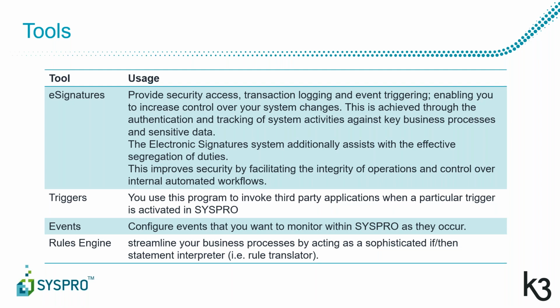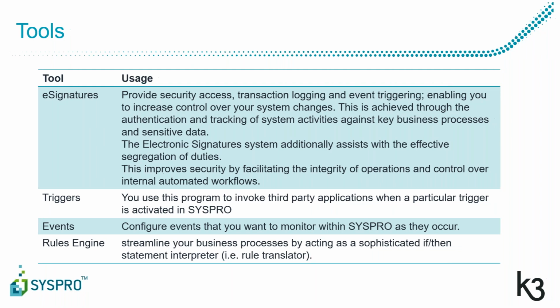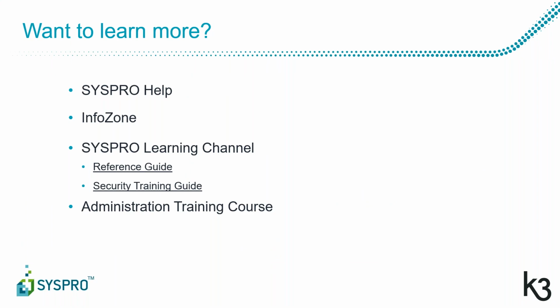So we've gone through a whistle-stop tour of some of the things you can do. It by no means was a setup session in terms of training you how to set up electronic signatures. It really is a touch point. If you want to learn more, help is a great way to go ahead and access that information. Simply by launching the electronic signatures program and clicking on F1 on your keyboard, you can access the info zone. This is for a learning channel where there's a reference guide for electronic signatures, and within the security training guide, there's additional information. And if you've sat through one of our administration training courses, you'll have already been introduced to electronic signatures to give you a bit of a sense of what you can do with it.